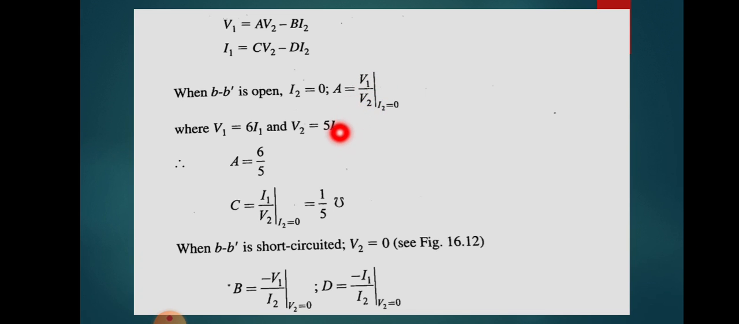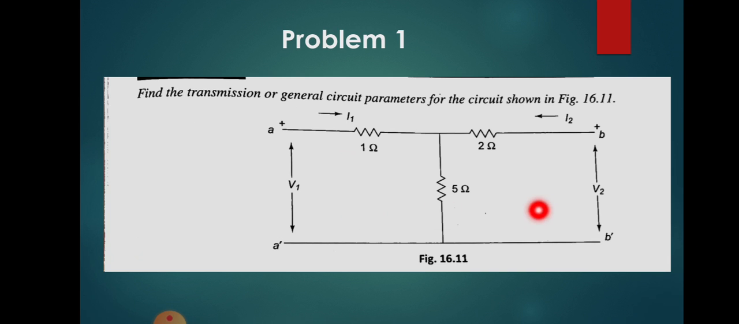Okay, so let us go to the diagram. See, you can see here that now these terminals are open, that means I2 equal to 0. I2 equal to 0 means that there is no current through this 2 ohm branch. So its meaning is that this portion of the circuit was not there when B B dash is open circuited. So the rest of the circuit is this one, right?